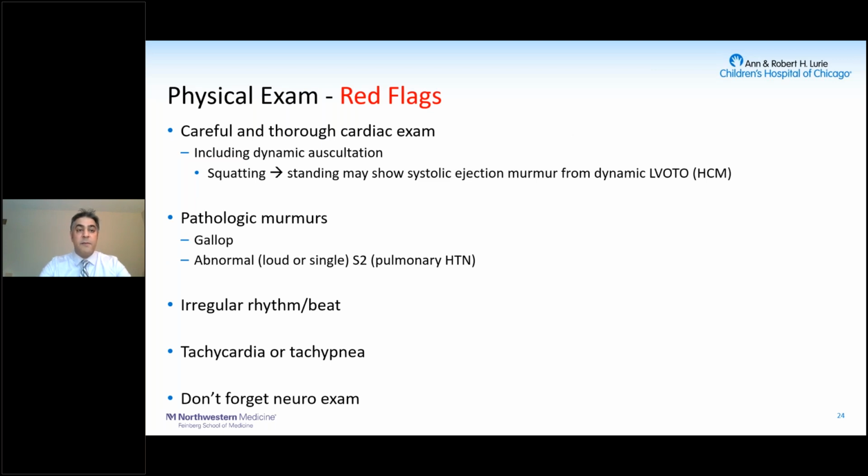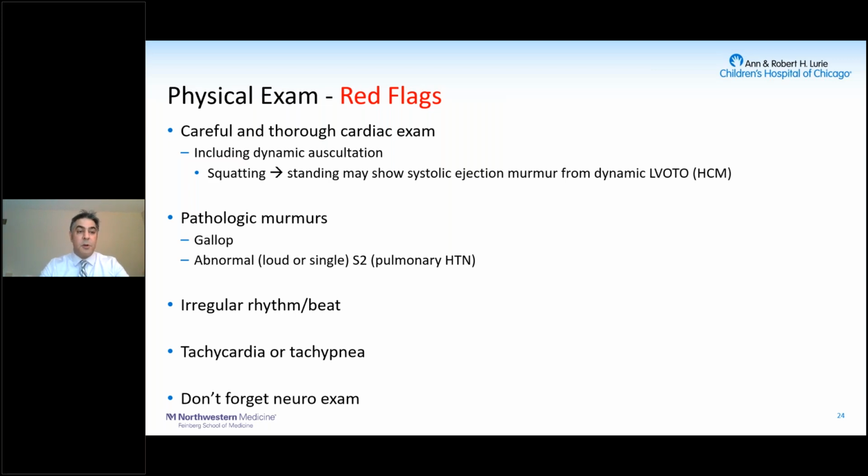For your cardiac exam, it's very important to do a very careful and thorough cardiac exam with dynamic auscultation. So have them lay down, have them sit up, have them stand up. I also like to do a maneuver where I have them go from squatting to standing. This position, when you have them squat for a few seconds and stand up, underfills or empties your left ventricle. So for patients who have hypertrophic cardiomyopathy, this makes the murmur more prominent or makes it stand out.